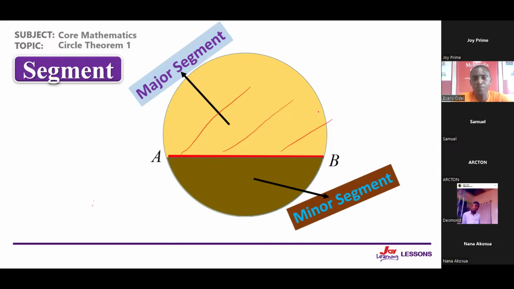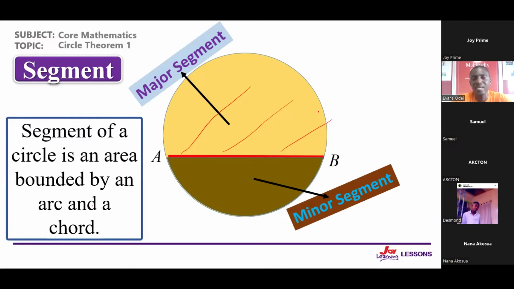So by definition, we say a segment of a circle is an area bounded by an arc. An arc, because from here to that, we can see an arc here. We can also see an arc from here through to that. So by an arc and a chord, we create a segment.